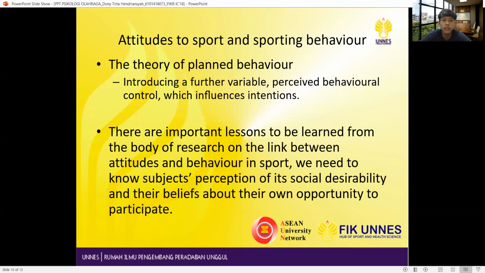Attitude, sport, and sporting behavior. This theory of planned behavior introduces a further variable, perceived behavioral control, which influences intention. There are important lessons to be learned from the body of research on the link between attitude and behavior in sport. We need to know subjective norms, or social desirability, and their belief about their own opportunity to practice.